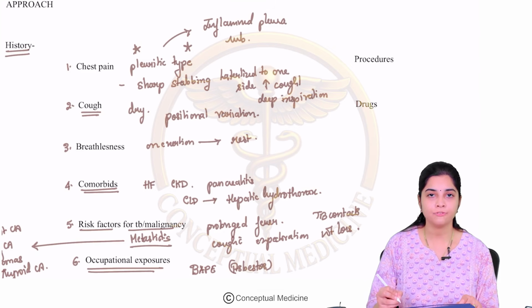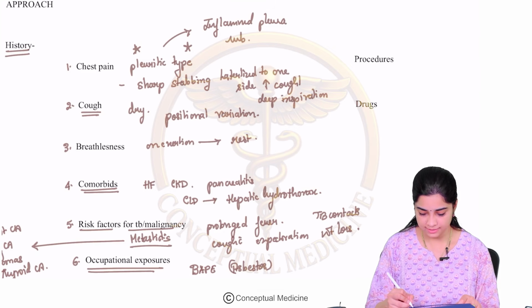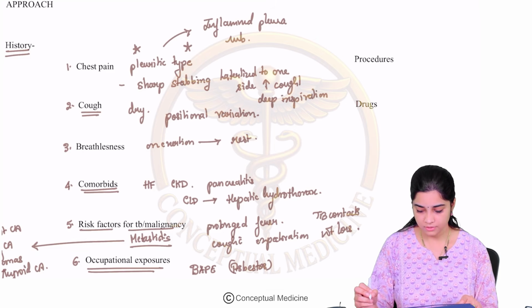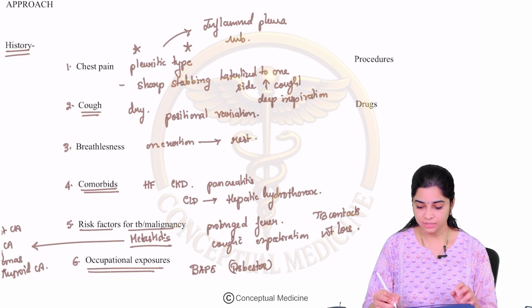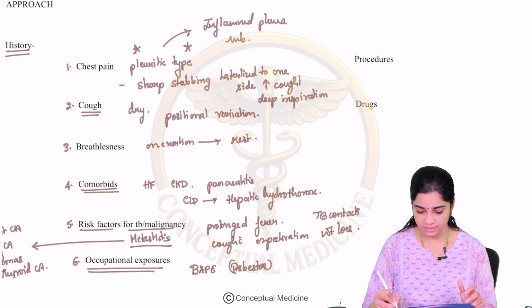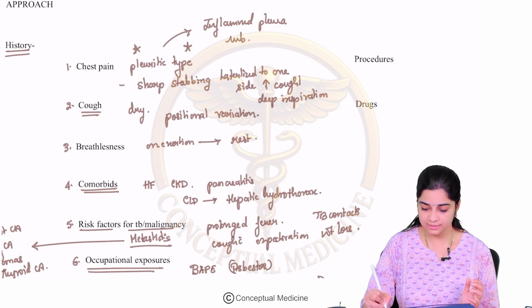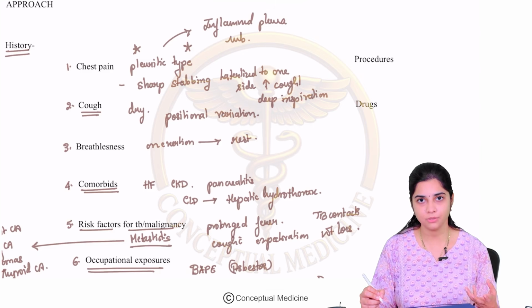Then you'll have to screen for other systemic conditions, especially your autoimmune disorders like your SLE, then hypothyroidism. These are some of the other conditions, including rheumatoid arthritis, which can result in cholesterol pleural effusion. So these are the other systemic conditions which can result in pleural effusions.